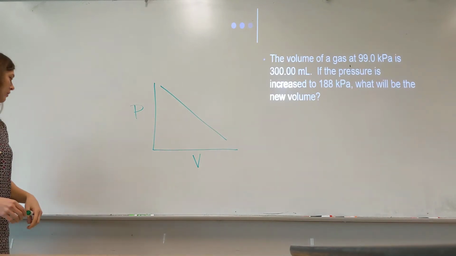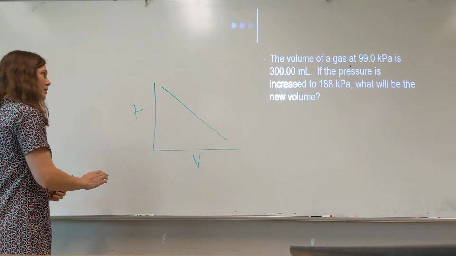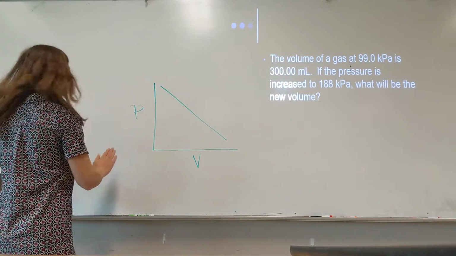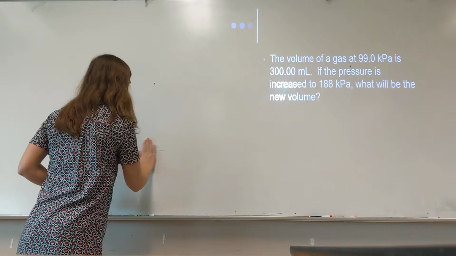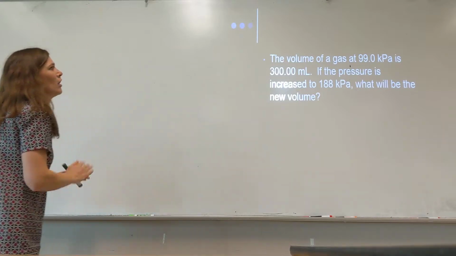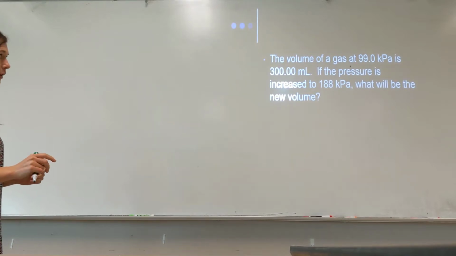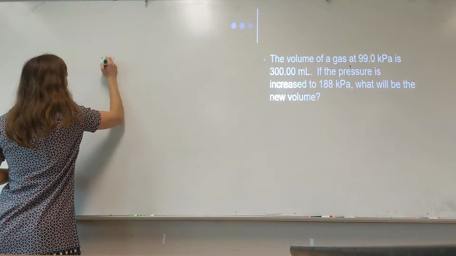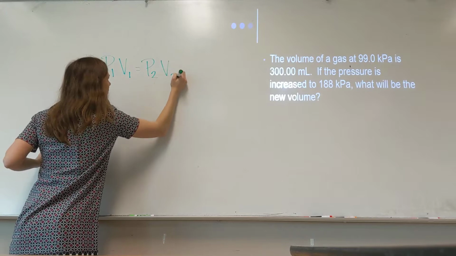Our first problem: the volume of a gas at 99 kPa is 300 milliliters. If the pressure is increased to 188 kPa, what will be the new volume? So I'm going to set up my formula. P1 V1 equals P2 V2.